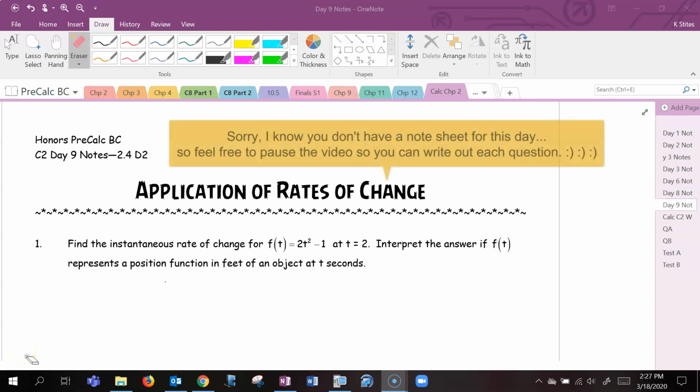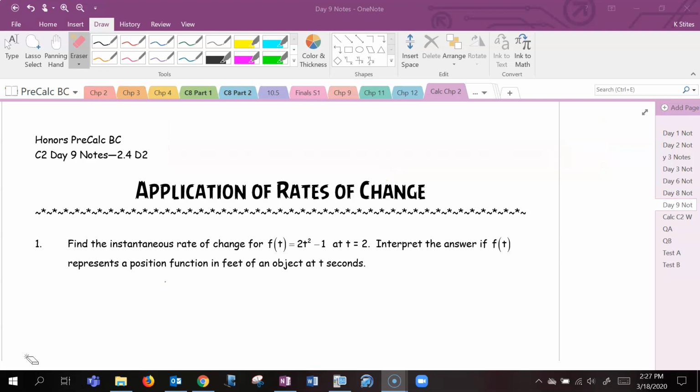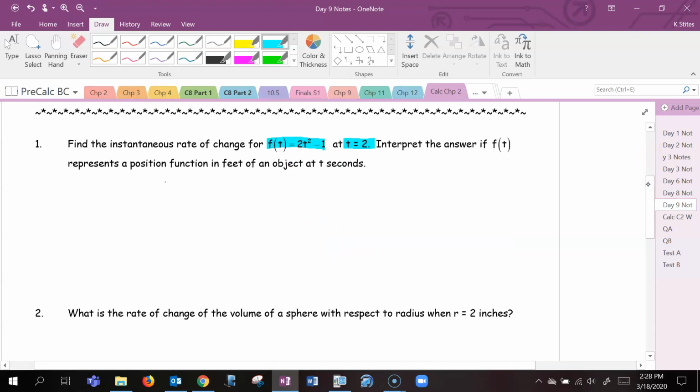Pre-Calc BC. Today we are doing our last day of new material for Chapter 2. So we are just going to be doing a little more with 2.4, application of rates of change. We are going to find the instantaneous rate of change for f of t equals 2t squared minus 1, and we're going to do so at t equals 2. Interpret the answer if f of t represents a position function in feet of an object at t seconds. So that just means f of t is saying where an object is after t seconds.